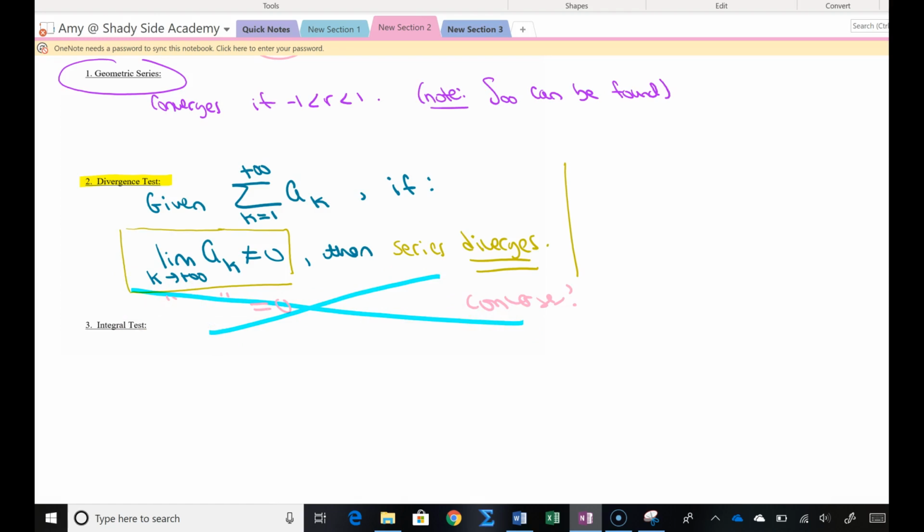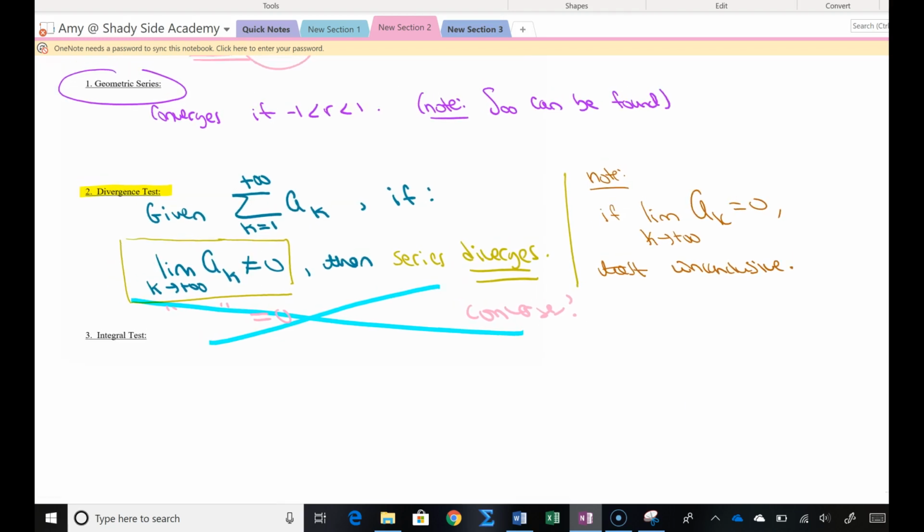Let's write that down together. Notice, this is very important. If the limit as k approaches positive infinity of a sub k equals 0, this test is inconclusive. Okay, which means further investigation is needed. So let's just talk about this for a second.